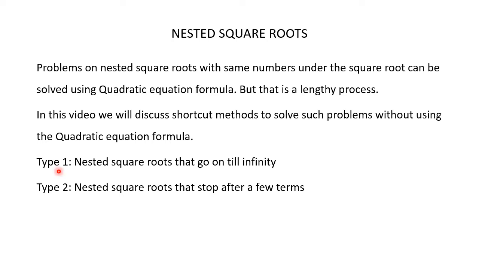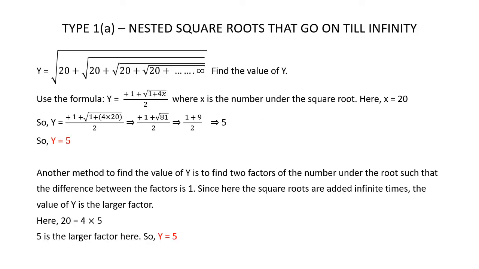Type 1 is nested square roots that go on till infinity. Type 2 is nested square roots that stop after a few terms. We'll solve a few examples under both these types so that you can understand the shortcut method better. Let's solve a few problems where the square roots go on till infinity.